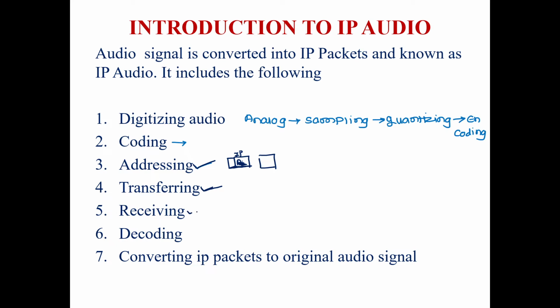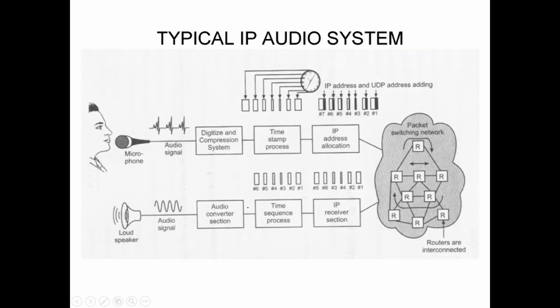Next is the receiving of that signal. Then decoding: as you have encoded it initially, you need to get the original data back, that's why decoding. Whatever decoded output there is, you need to convert that into the original audio signal. So for the conversion from your original audio to IP audio, you need to do all these things: digitization, coding, addressing, transferring, receiving, decoding, and then converting it into the original audio signal. These are the steps involved in IP audio.